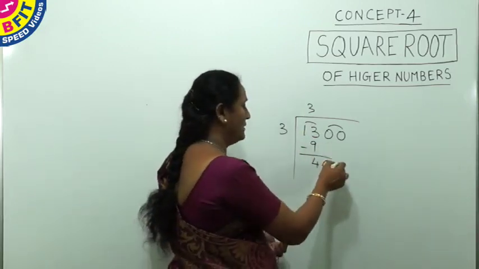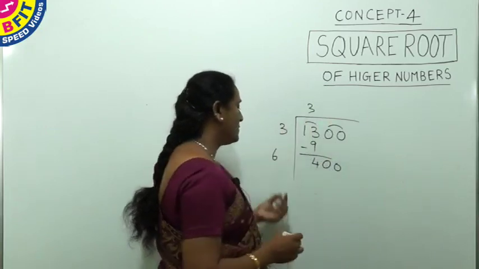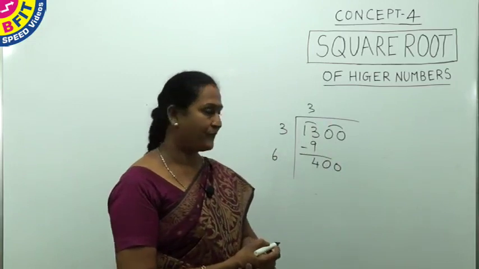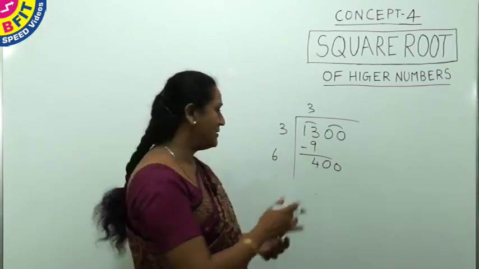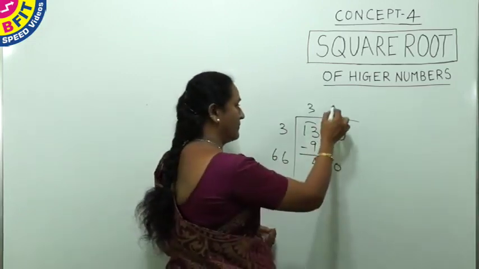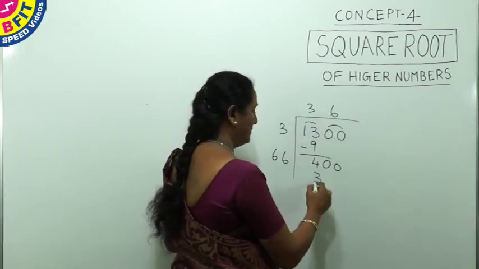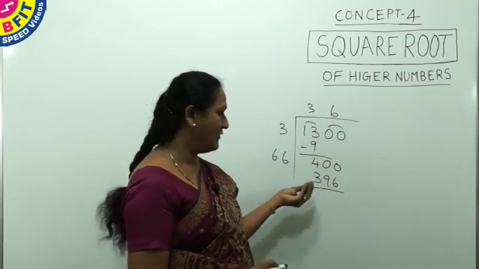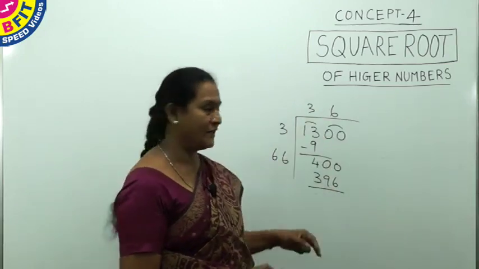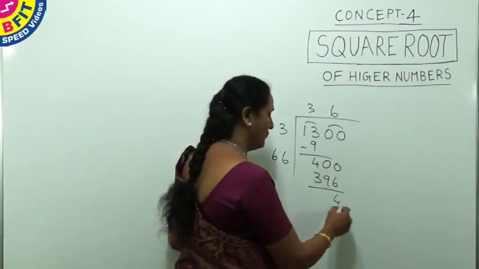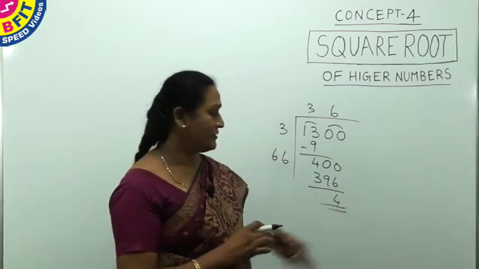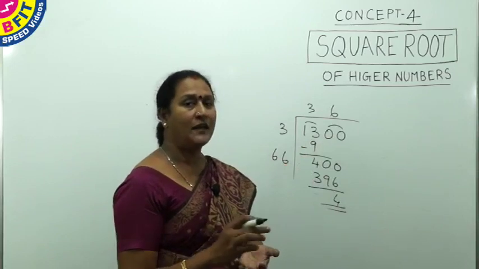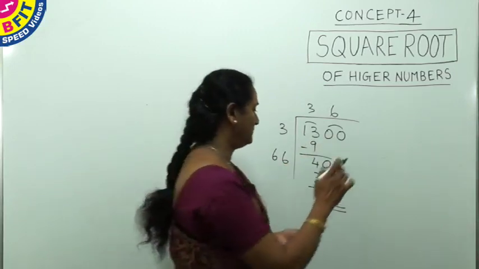Now we'll double this 3. So 6 into which number will give you a number nearing 400? 6 into 6 is 36, so it should be 6. When you multiply, what is the number we have in excess for the square of this 36? It is 4. Now the answer is 4. 4 has to be subtracted from 1300 to make it a perfect square.